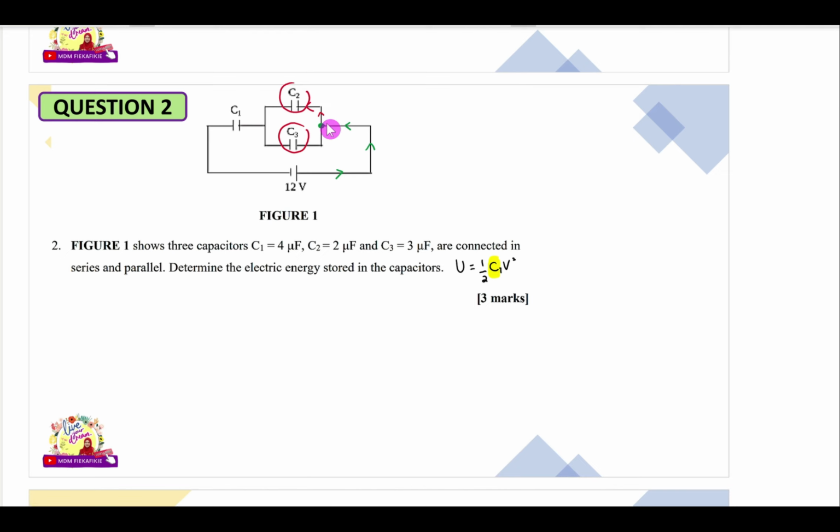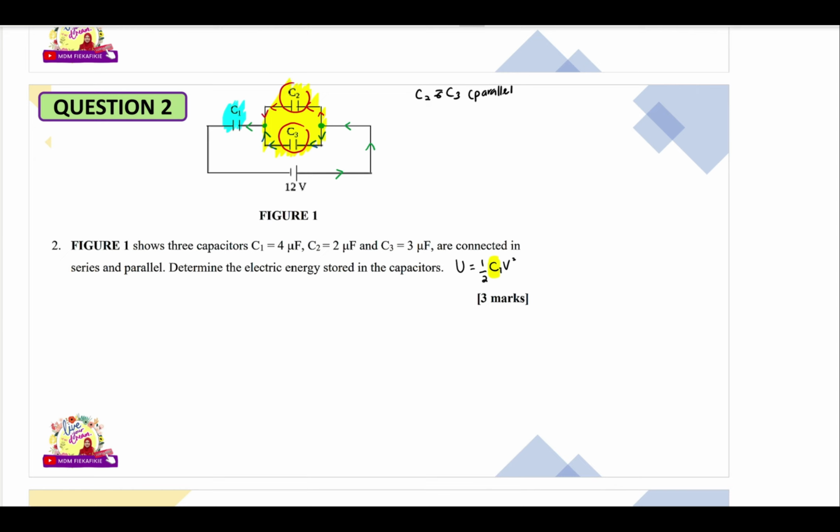Alright, so yang color hijau ni dia akan split kepada color merah dan juga color apa? Kita letak satu lagi color lah. Color biru. Okay, so sini. So means that C2 and C3 are in parallel, and then here they will combine again. Alright, and this is C1. Okay, so means that this group, C23 and C1 are in series. Okay, so before we calculate the energy stored, we need to calculate first what is the total capacitance in this circuit. Okay, so I will write that C23, I will start with C2 and C3 first, so they are in parallel.